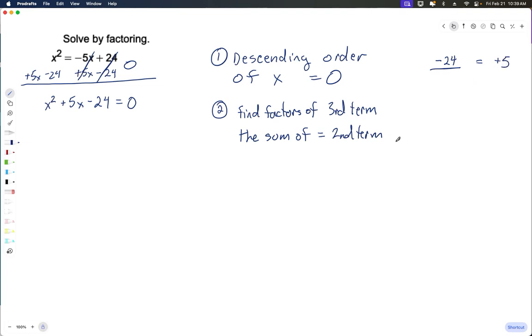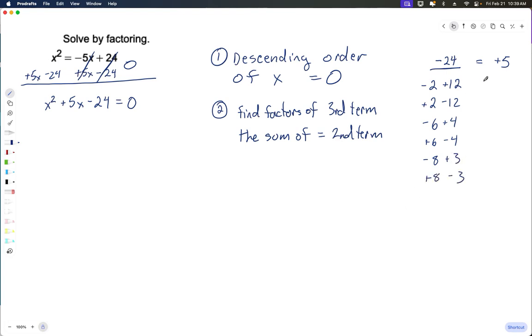Okay, so here are some factors of 24. We could say -2 and 12, where this one is negative and this one is positive. We could say 2 and -12, where this one's positive and this one's negative. We could say -6, +4. We could say +6, -4. We could say -8, +3, or +8, -3.